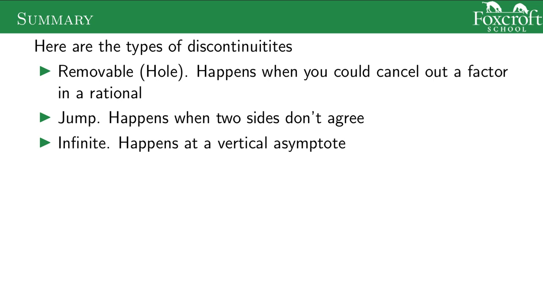Here's the quick summary. There are three types of discontinuities. There's removable, which happens when you can cancel out a factor in the rational. If you cancel it out and you can find your limit, then you have a removable discontinuity. Jump happens when the two sides don't agree. That happens a lot with absolute values. And infinite happens at a vertical asymptote. When you can't cancel out that factor and you still have 0 on the bottom for a rational, that's when you get an asymptote, and that's your infinite discontinuity.